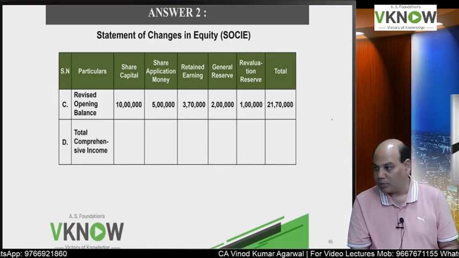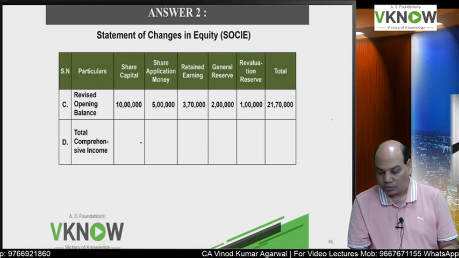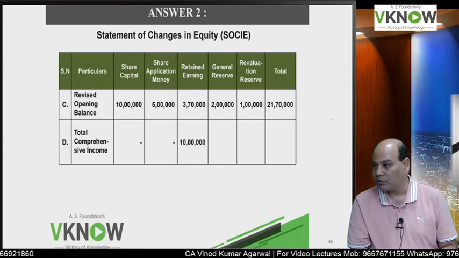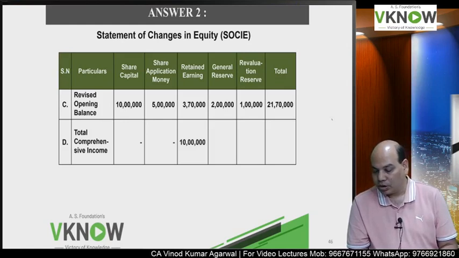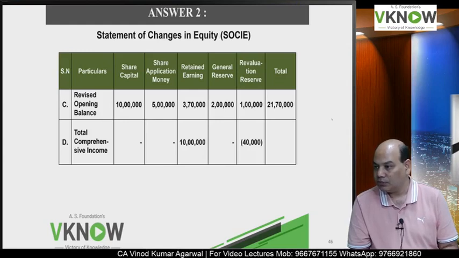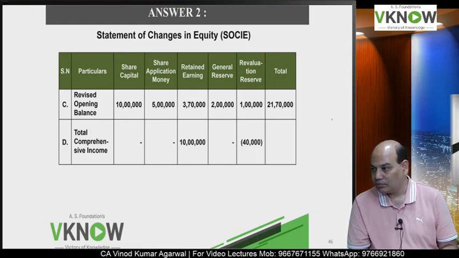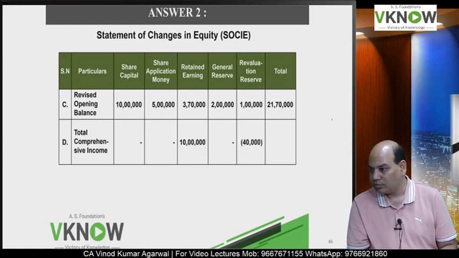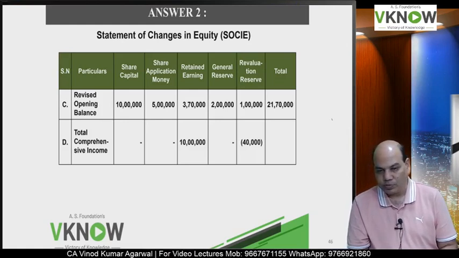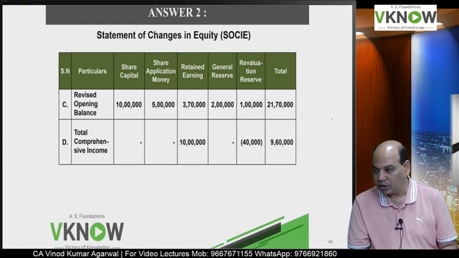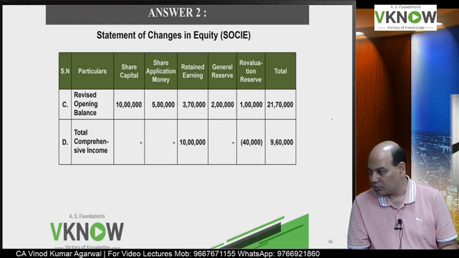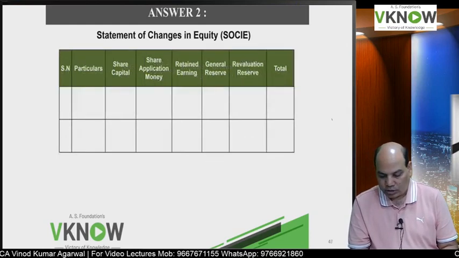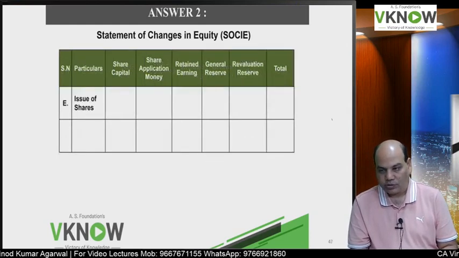Now you go to statement of profit and loss. What was the profit for the year part 1 before OCI? 10 lakh. And what was the revaluation reserve adjustment there? 40,000 negative. Is right, 40,000 negative. So you have to present here also. So total comprehensive income 9 lakh 60,000. Do we have any other adjustment? Yes, issue of share.